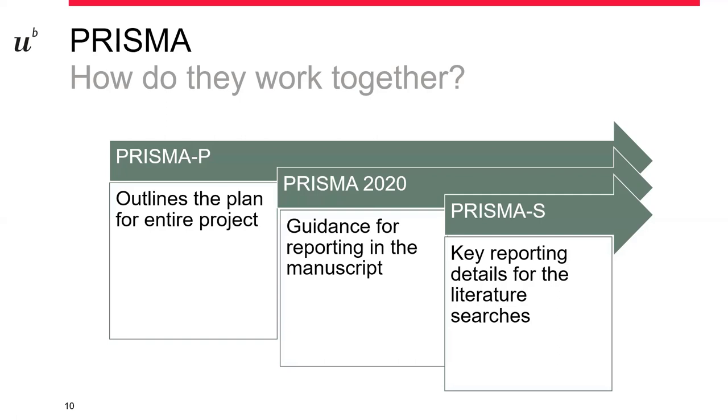And the way that they harmonize is that, for example, between the protocol and PRISMA 2020, there are overlapping elements. And so it will be easy for you to transition from the protocol into the PRISMA 2020 statement. And then of course, with respect to the searches, provide all of the sufficient details necessary for your full search strategies or description of your searching methods.